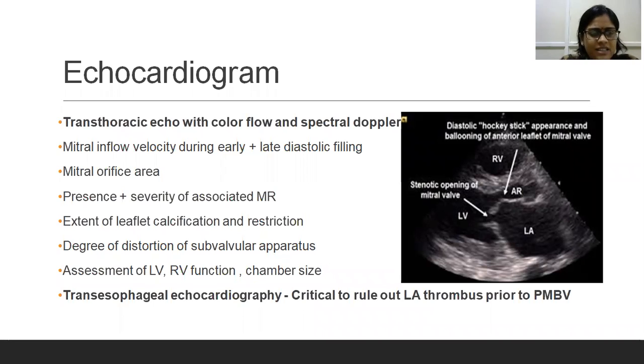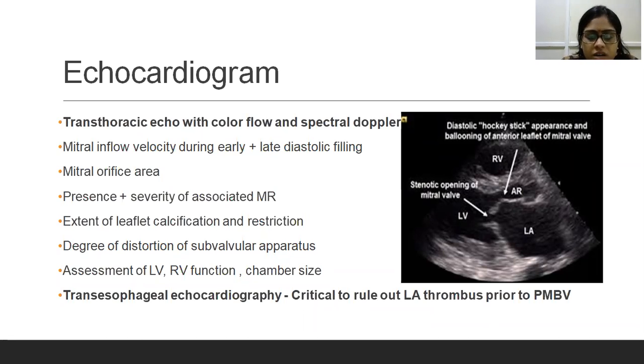Then you can see the extent of leaflet calcification and the extent of restriction of movement. You can see the degree of distortion of subvalvular apparatus, that is your papillary muscles and chordae tendineae. Then you can also assess the left ventricular and right ventricular function, and you can also opine on the chamber size.